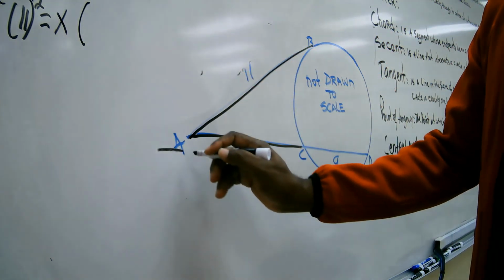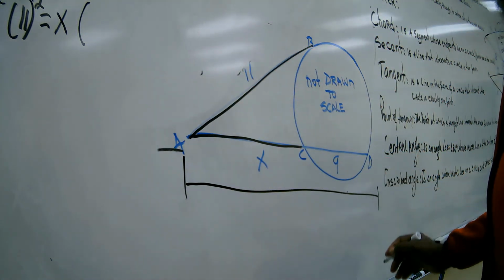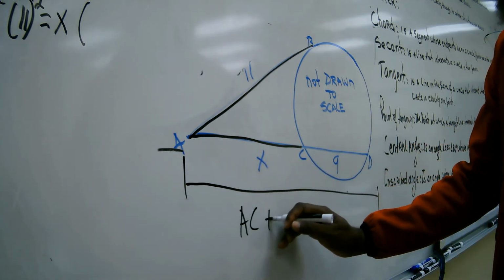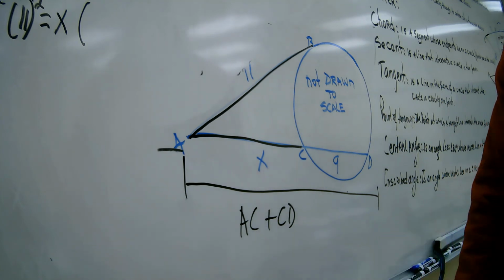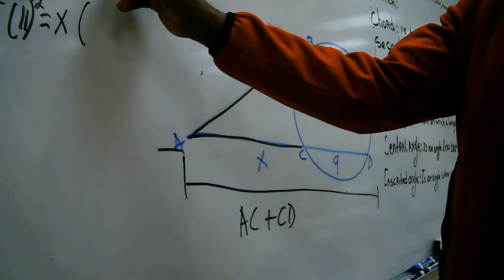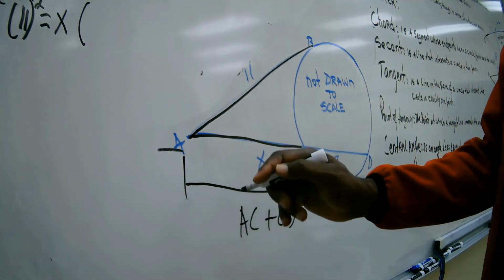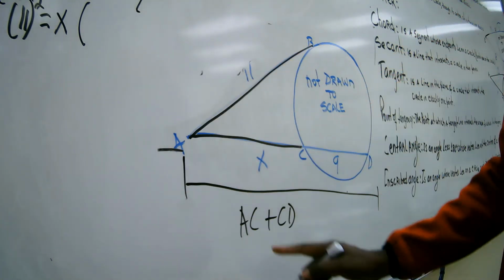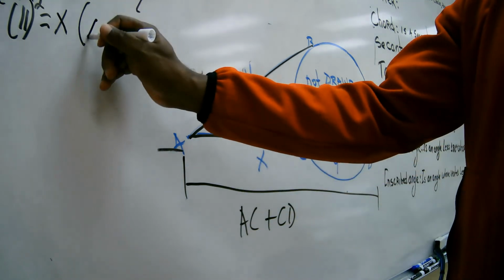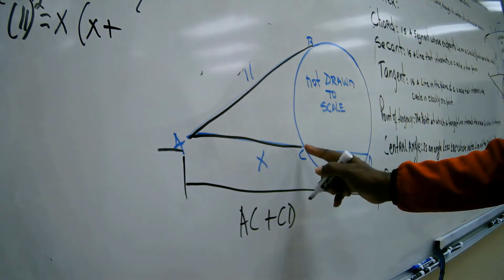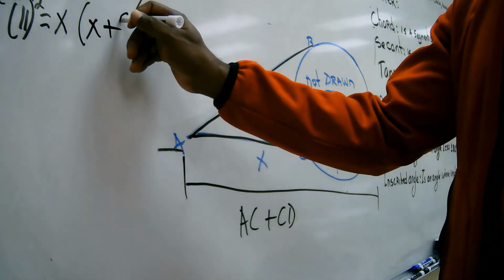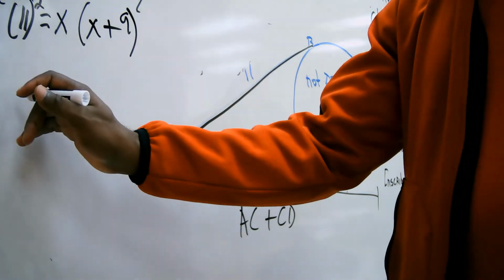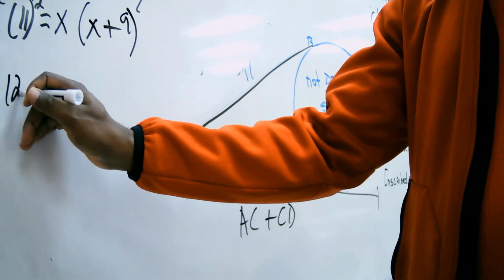Then you're going to multiply it by the entire secant. Now the entire secant is the segment addition, which is AC plus CD. So that's what we're going to multiply it by. We're going to multiply it by AD. All right? So as you can see, AC is x, so that will be x plus CD, which is 9. Then that will be your equation. You will end up with 11 squared, which is 121.